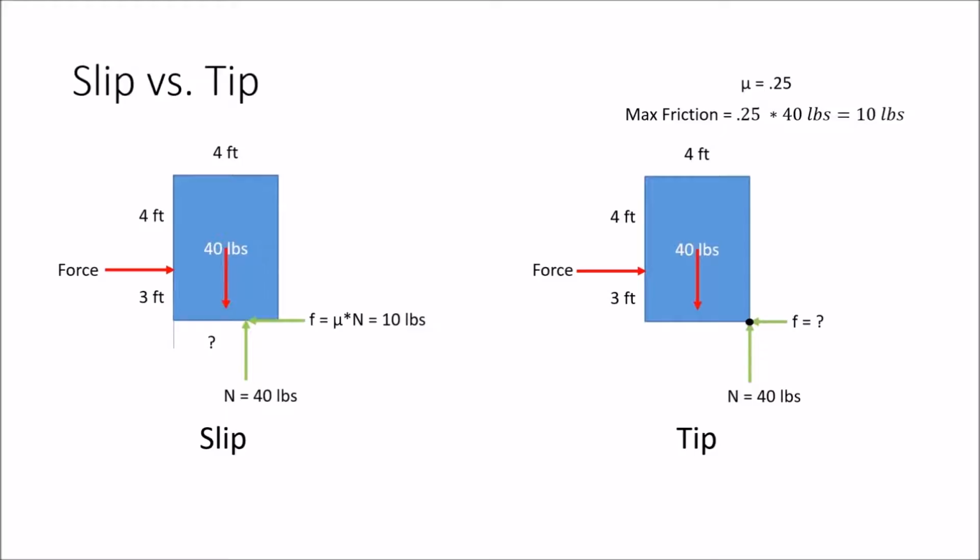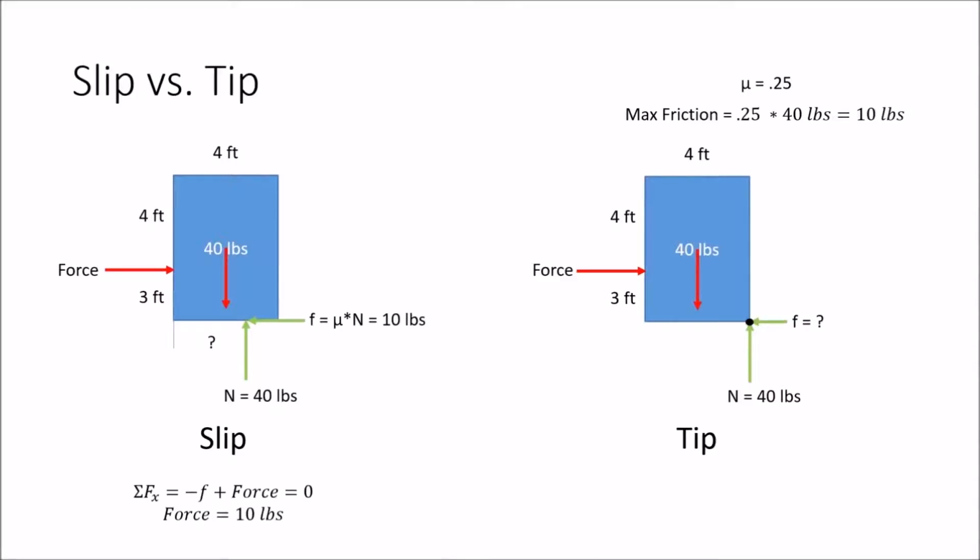Since we don't know distances in slipping, we can't take moments. But since we don't know forces in tipping, we can't sum forces in the x direction. We can, however, do the vice versa for both. When we sum forces in the x direction on the slipping free body diagram, we immediately find the required force to make the box slip is 10 pounds.